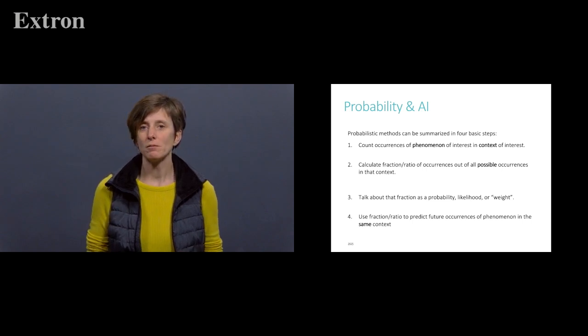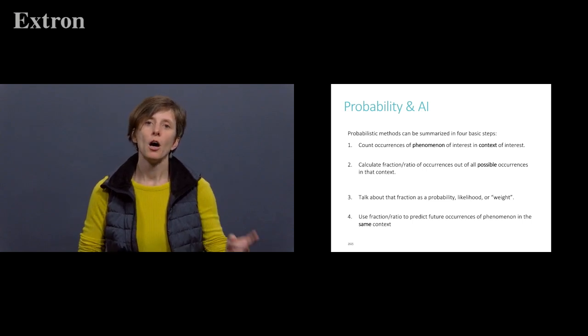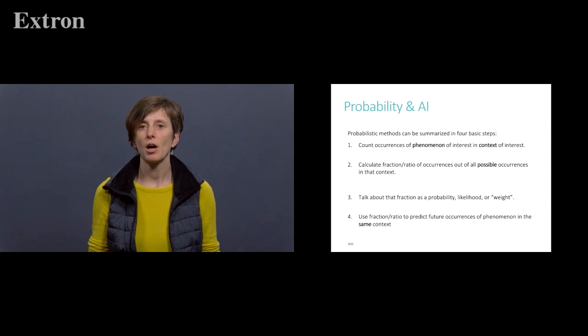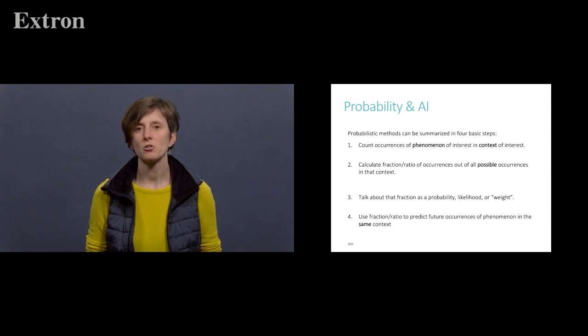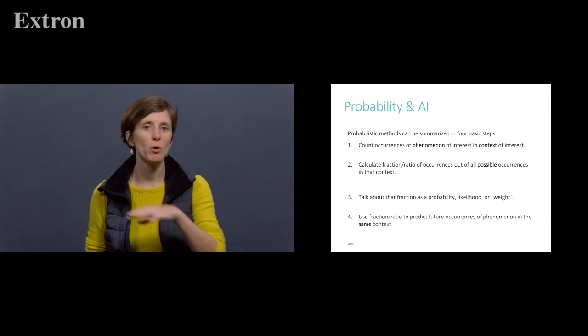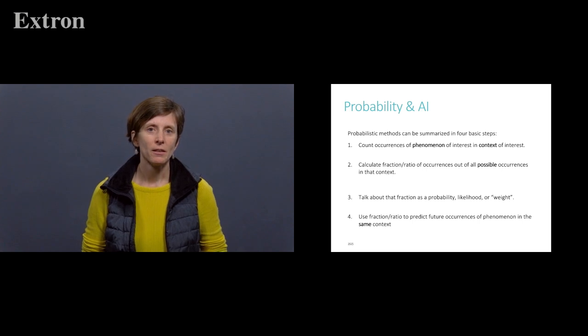And then you use that probability, that fraction or ratio, which you now think of as a probability, to predict future occurrences of the phenomenon you studied in the same context in which you counted it. Those are the 4 basic steps of any use of probability or statistics. It can all be boiled down to that. Let's look at an example here.